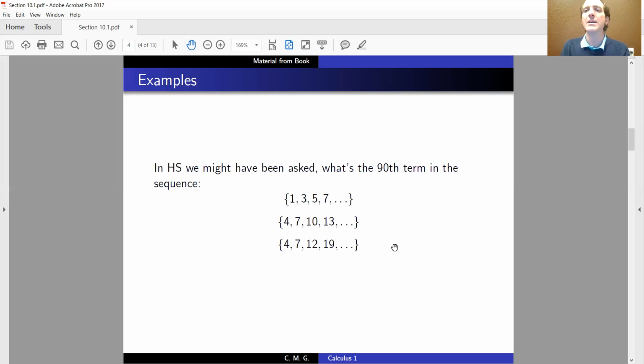Instead, what I'm going to do is figure out a formula, a function that describes the n term, any term in my sequence, and then put 90 into that n. So that's what we expect from this one. In this case, let's start with the first one. I'm talking about odd numbers.